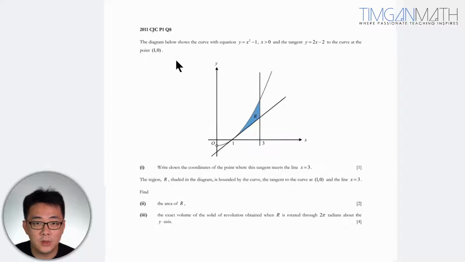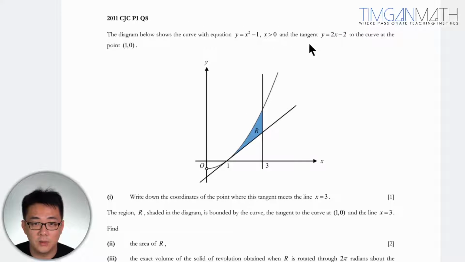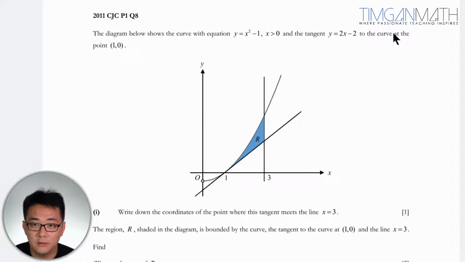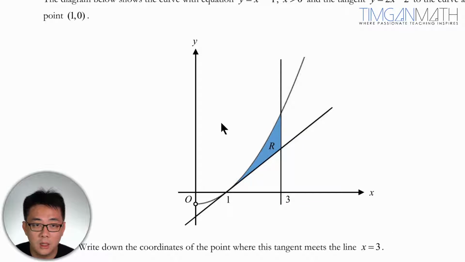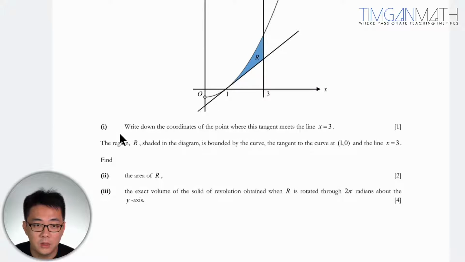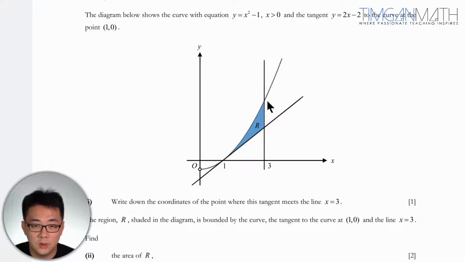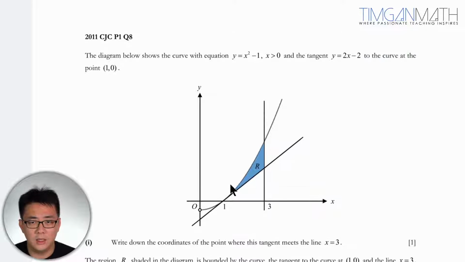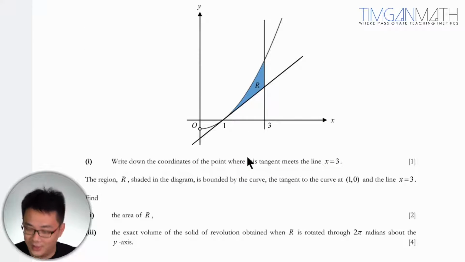So the diagram below shows the curve with equation y equals x squared minus 1, and the tangent to the curve at the point (1, 0). Write down the coordinates of the point where the tangent meets the line x equals 3. I think you just write it down. It shouldn't be too big of a problem.